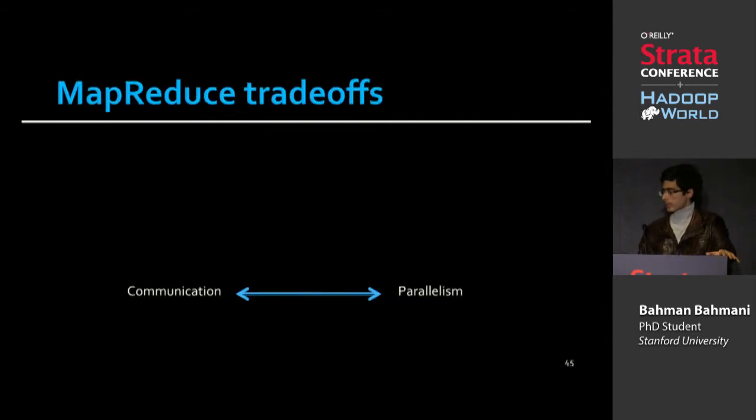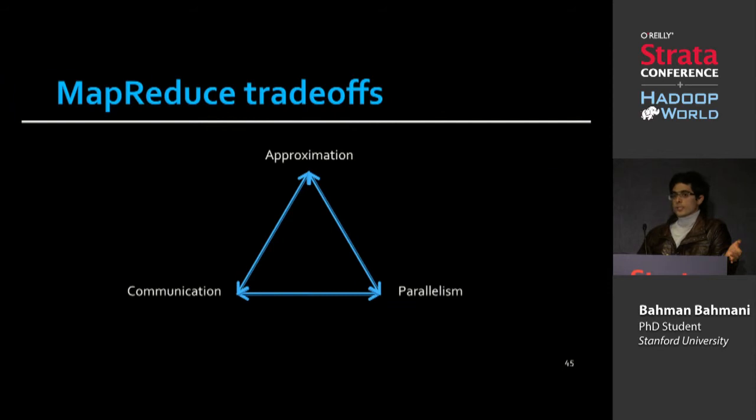So far we saw the two trade-offs in MapReduce algorithms. I mean, one trade-off, but two ways. So between communication and parallelism, and we saw how we can go back and forth between each of these. So there is a third trade-off governing MapReduce algorithms, and that is the trade-off with approximation.